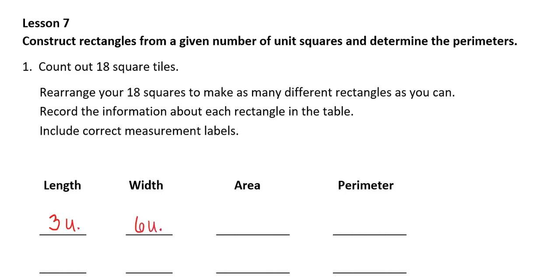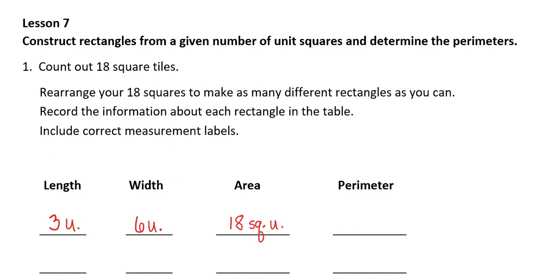To find the area, I would take my length times my width, which is 3 times 6, which is 18. But if you think about it, since we used 18 square tiles to make the rectangle, it would make sense that the area is 18 square units because that's what area is measuring. How many squares make up the shape?